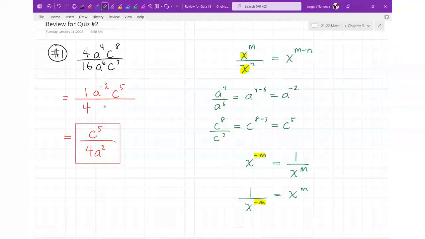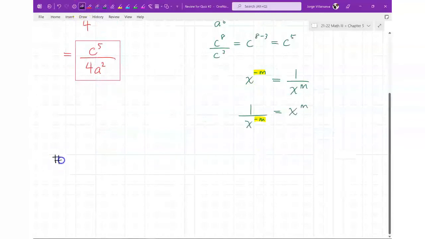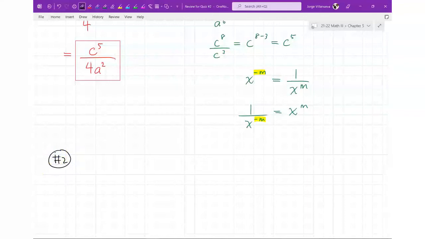All right, so let's try a different one, something similar to what you're going to be seeing on the quiz. Now remember, there's a lot of factoring in these last 3 sections, and then there's division and multiplication, which involves factoring. So they're going to give you a lot of things that you're going to be able to factor.